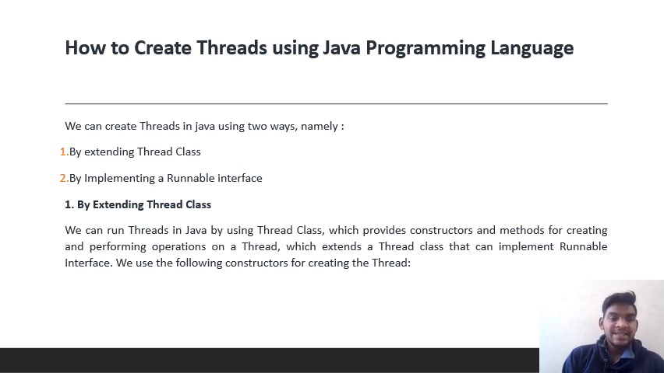We can run threads in Java by using the Thread class, which provides constructors and methods for creating and performing operations on a thread, which extends the Thread class and can implement the Runnable interface. We can use the following constructors for creating the thread.